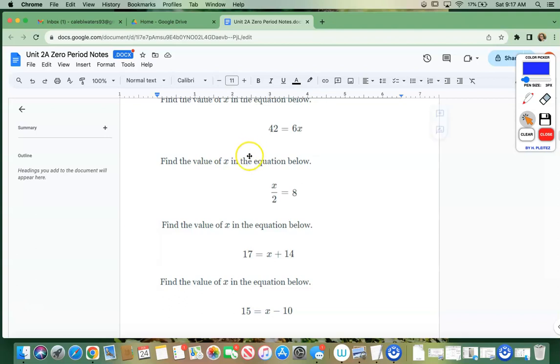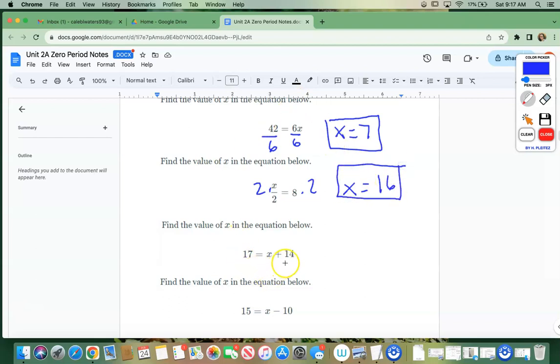All right, so hopefully these were pretty easy. You should have divided by 6 here, and you would have gotten 7 equals x, or x equals 7. Here, hopefully you multiplied by 2, and you got x equals 16. Here, hopefully you subtracted 14, and you got x equals 3. And here, hopefully you added 10, and you got x equals 25. Okay, those are those 4.